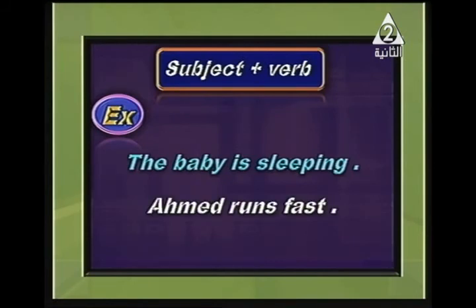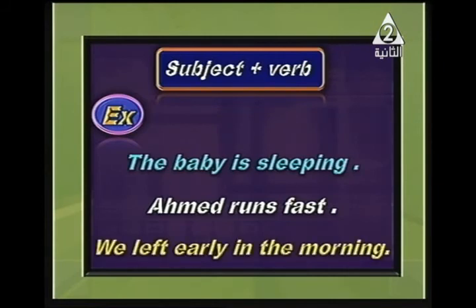For example, Ahmed runs fast. Ahmed does the action of running, and then I described the running as fast, so it's an adverb. I don't need to put an object at all. Or we left early in the morning. We left early in the morning. Also, we don't need to put an object at all. It doesn't need one. So as long as there is no object, this is an intransitive verb.